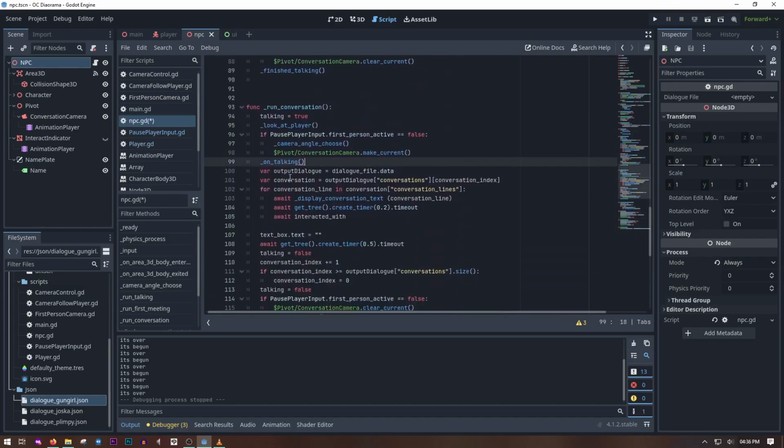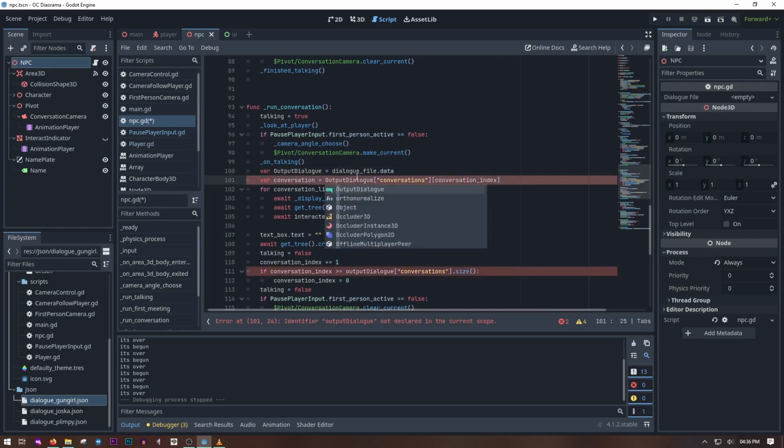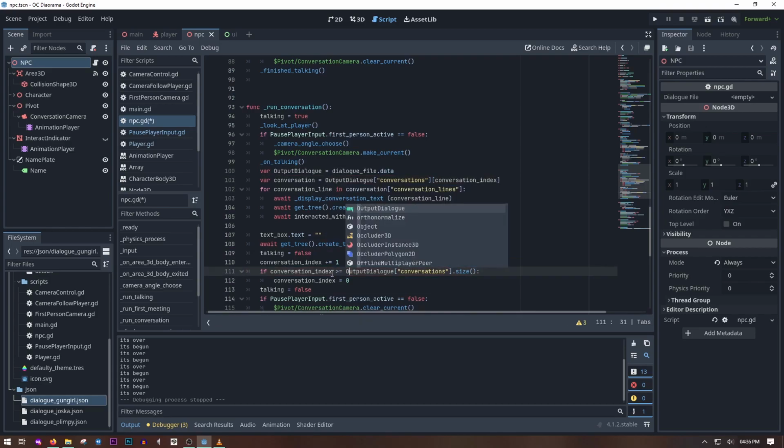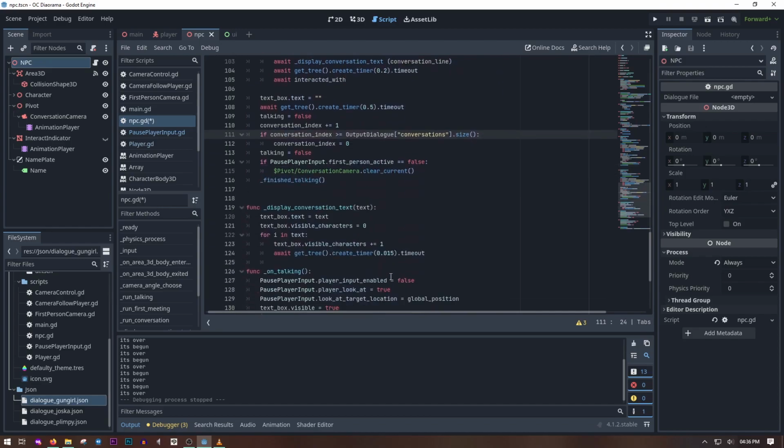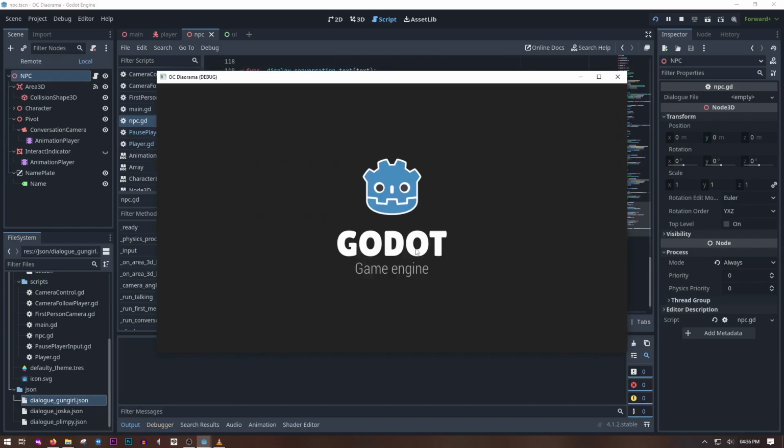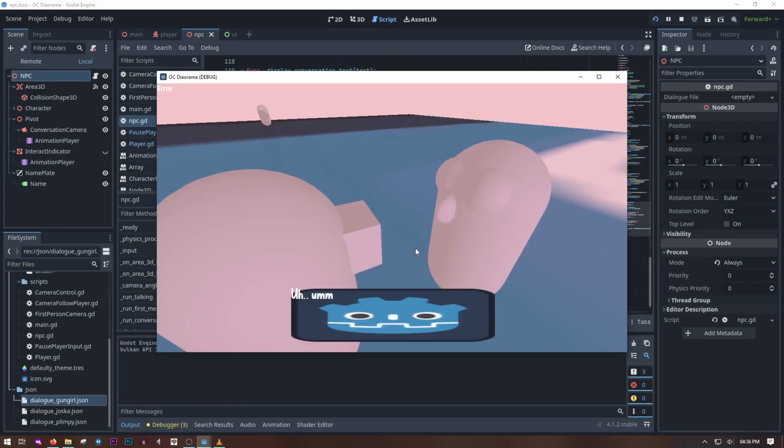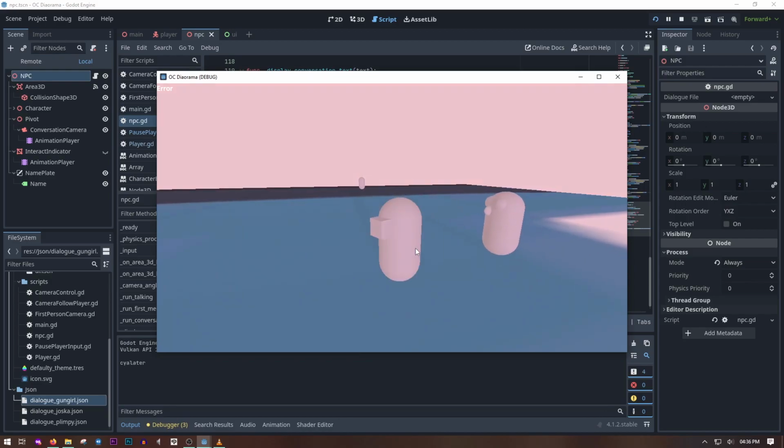So on talking, start. Then variable output dialog equals dialog file.data. So I've defined a thing called output dialog. I don't know why it's written like that. I shouldn't have done it like that, but whatever. Let's see if I can break everything. Output dialog. And then output dialog here. Wait, is that? Yeah. See if this breaks everything, because it might be something else. Looking for output dialog. Nope, this is all it needs. So that's good.